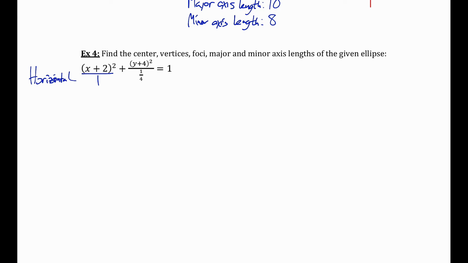Horizontal, there we go. Now our center, again, is what is being subtracted from the x and from the y. Well, in this case, you're adding in both cases, so it's the opposite. It's going to be (-2, -4).